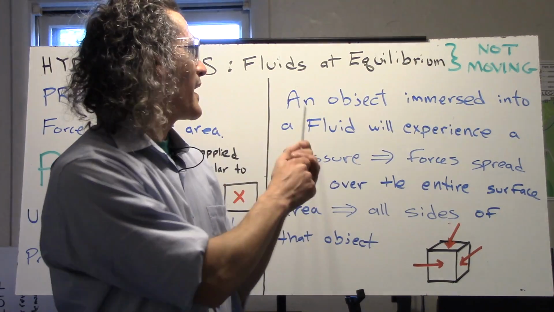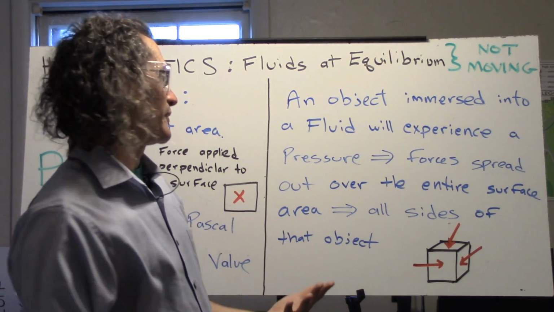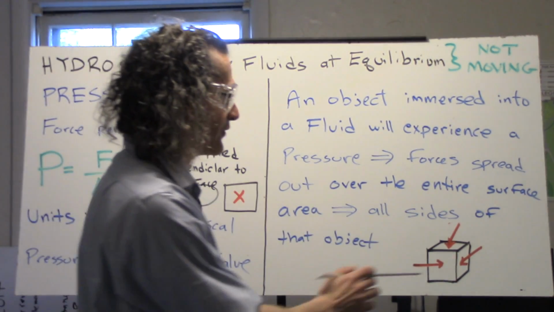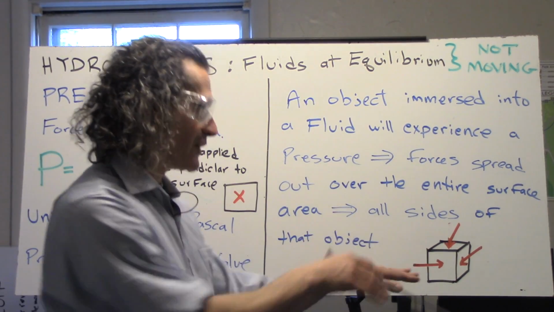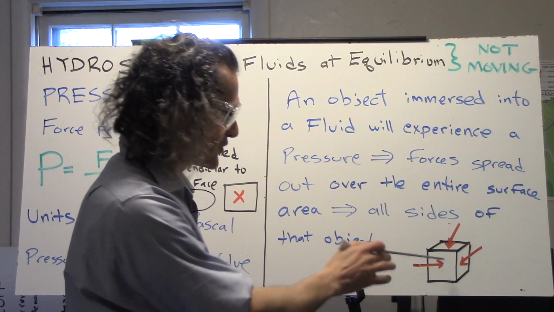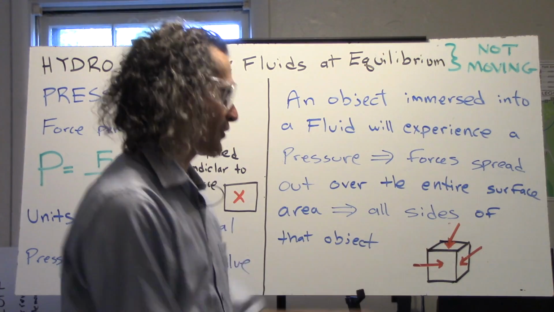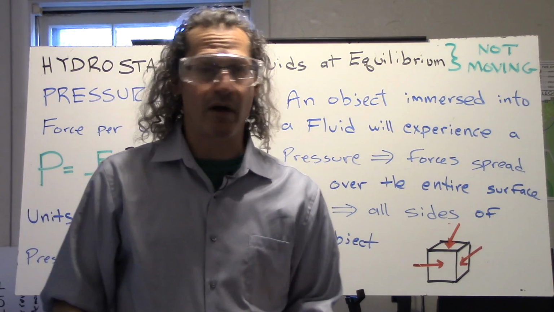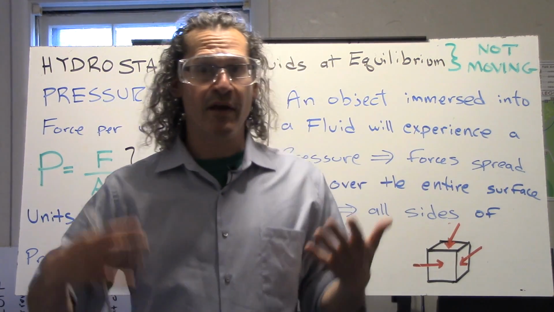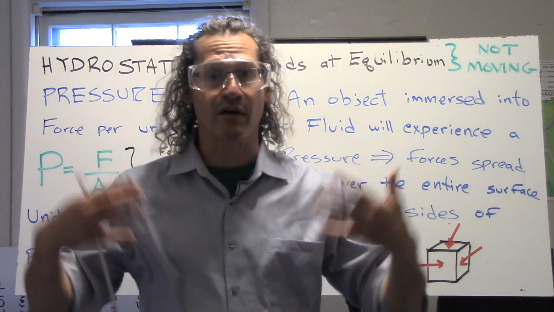Well, an object immersed into a fluid experiences pressure all over it, okay? The force is spread out over the entire surface of the area, all sides of that object. So what we have here is a cube, let's say, and of course I didn't draw the arrows on the other side of the cube, but we can imagine them to be there. We have a force pressing on this surface, creating pressure. We have a force pressing on this surface, creating pressure, and a force above creating pressure, and we would have one from below and the other sides as well, okay? So if you were swimming in water, if you just dived in the water, you're going to have pressure everywhere pushing perpendicular to the infinitesimally small little pieces of the surface area of your body.